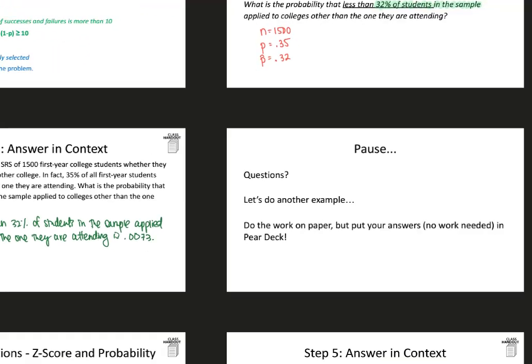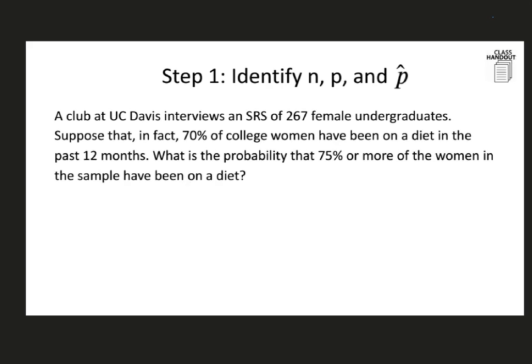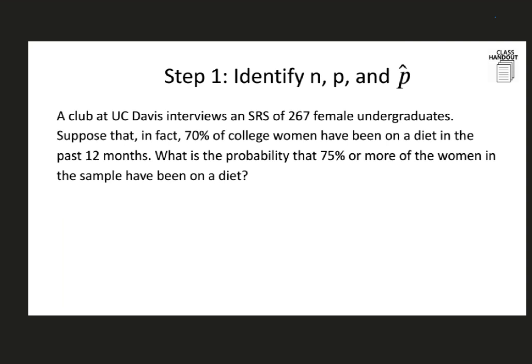Okay. So now let's look at another example. So it says a club at UC Davis interviews an SRS of 267 female undergraduates. Okay, and it says suppose that in fact 70% of college women have been on a diet in the past 12 months. Okay, it says what is the probability that 75% or more of the women in the sample have been on a diet?